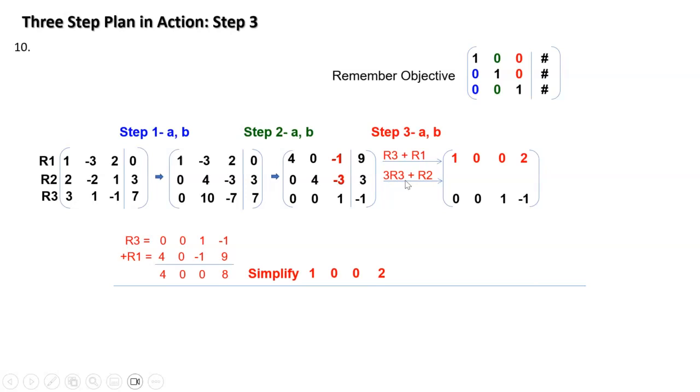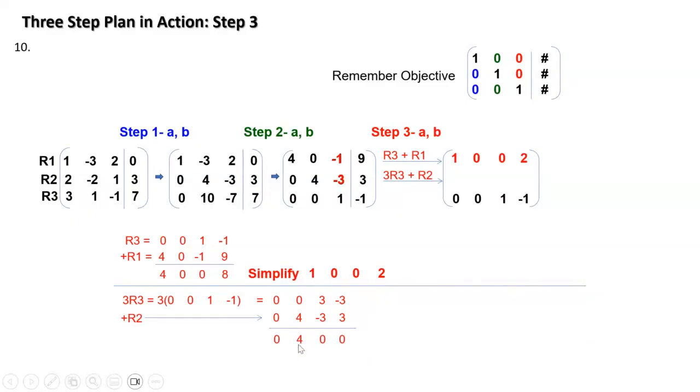Now I'm going to do the second part on step 2. I'm going to multiply 3 times row 3 will give us 0, 0, 3, and negative 3. We're going to add it to row 2. Row 2 is 0, 4, negative 3, 3. Right, so after we add them, it's going to give us 0, 4, 0, 0, I mean.